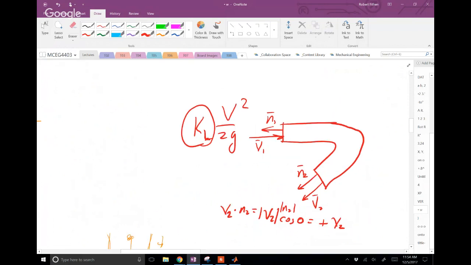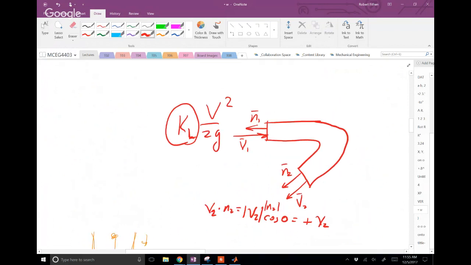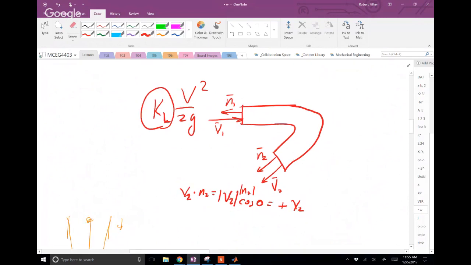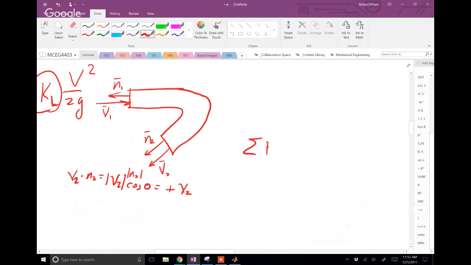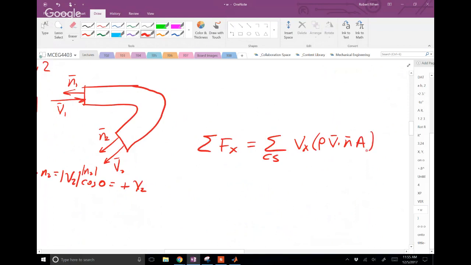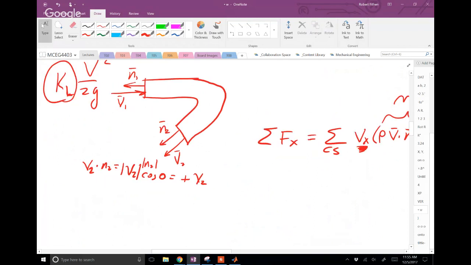Let's say I'm trying to turn that into the force acting on the pipe. That's what I'm trying to figure out. Now, say you're doing the sum of the forces in the X: the sum over the control surfaces of Vx times V dot N times area. And is that a rho or a pressure? It's a rho, so it's the same thing as m dot, rho AV.